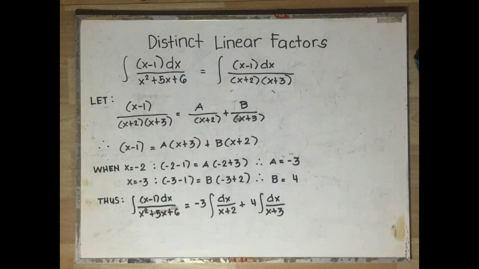Thus, the integration of the quantity x minus 1 over x squared plus 5x plus 6 is equal to the integration of negative 3 over x plus 2 dx plus the integration of 4 over x plus 3 dx. In this part, we just substituted the values of a and b that we determined earlier to the numerators of the fractions with their respective distinct linear factors as their denominators. Integrating the function completely, we have negative 3 ln the quantity of x plus 2 plus 4 ln the quantity of x plus 3 plus c as the final answer.